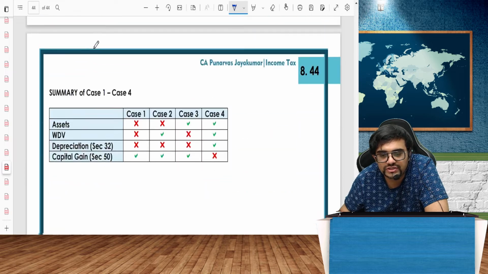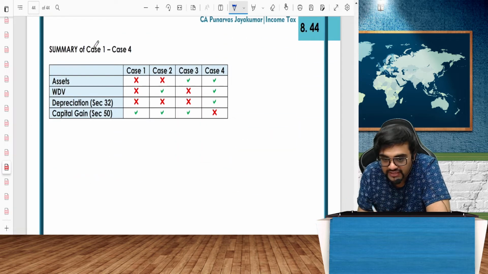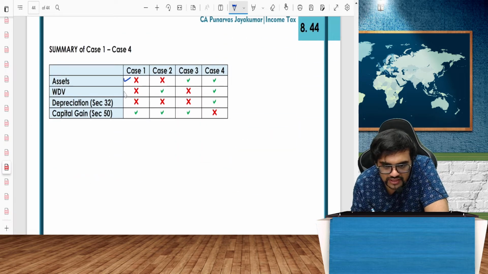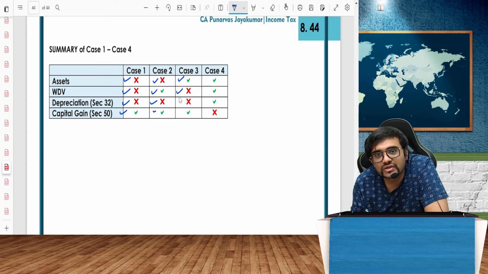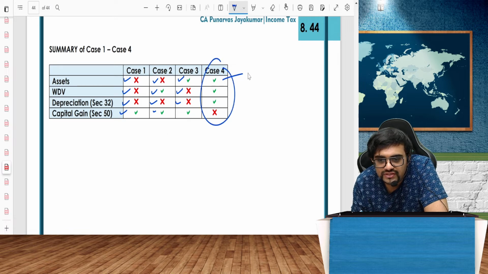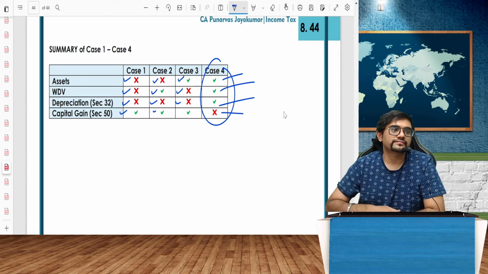Very, very important, so revision. In case 1, assets are not there, WDV is not there, hence depreciation will not come, capital gain will come. Second case, assets are not there, but WDV is there. Still depreciation will not come. Third case, assets were remaining, but value was not there, depreciation will not come, capital gain. Only in the last case, assets also remaining, WDV also remaining, depreciation will come, capital gain will not come.